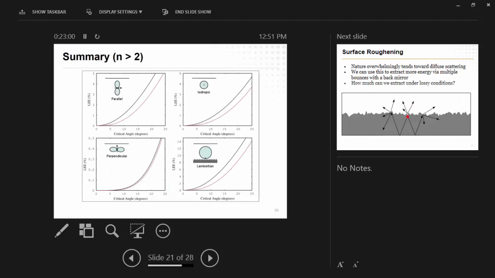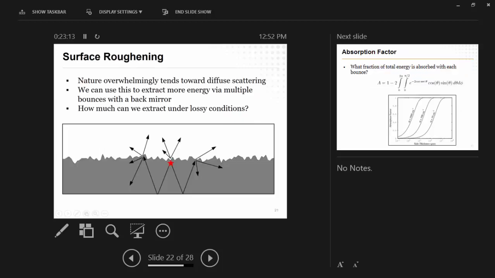So this just shows a zoom in where our critical angles are usually around 15 degrees. So you can see 3%, 5%, very terrible numbers here. So let's see what we can do about that.